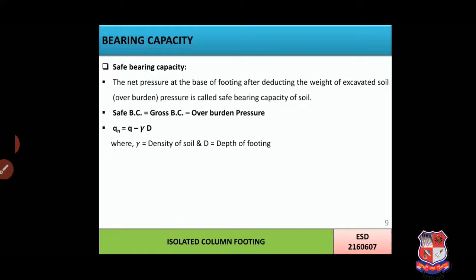Then safe bearing capacity: the net pressure at the base of the footing after deducting the weight of excavated soil, or we can say the overburden soil pressure, is called the safe bearing capacity. If you want to make the formula of this one, safe bearing capacity equals gross bearing capacity, that is all the bearing capacity, minus overburden pressure. Okay, now the formula of it: Qn equals Q minus gamma into D, where gamma is the density of soil, and D is the depth of footing.